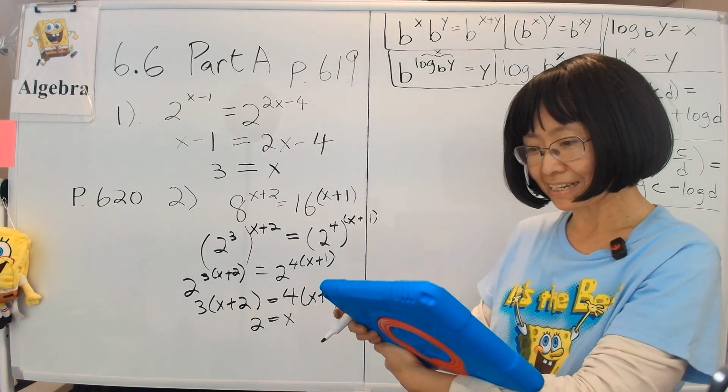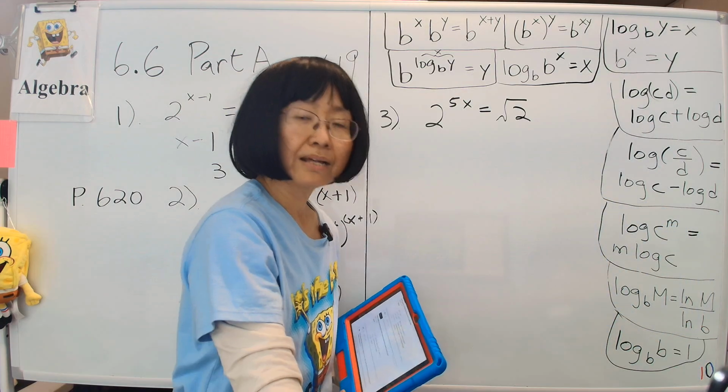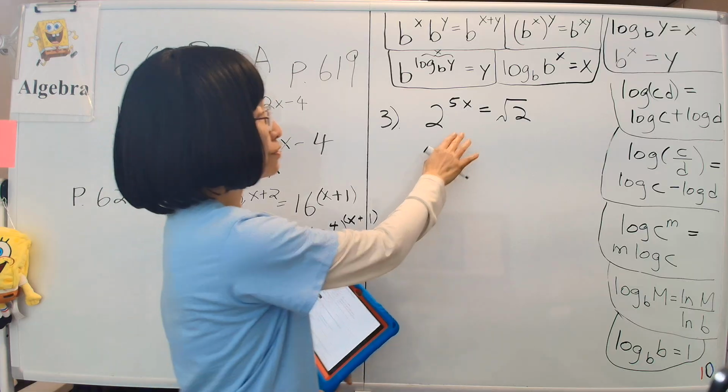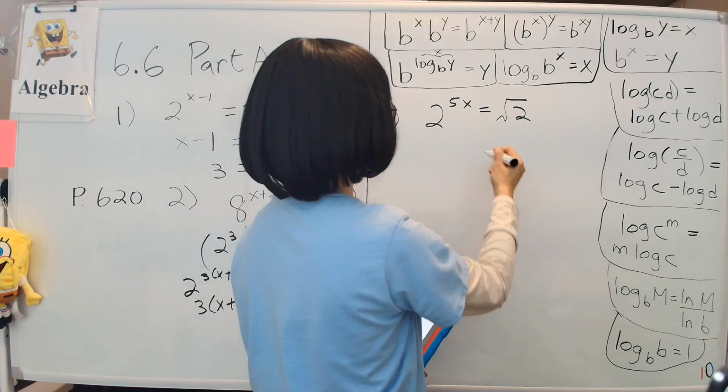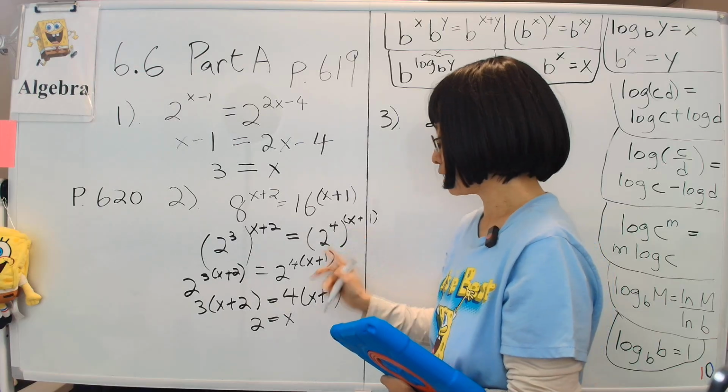So that is example 2. Next, let's look at example 3. Example 3 says 2 to the power 5x equals the square root of 2. Just like example 2, we're going to make the bases the same.